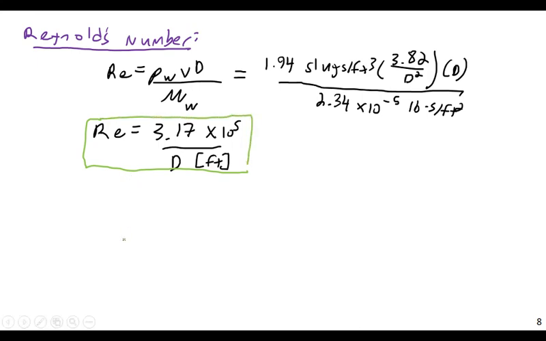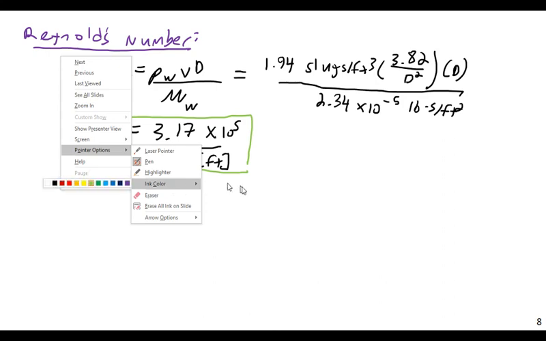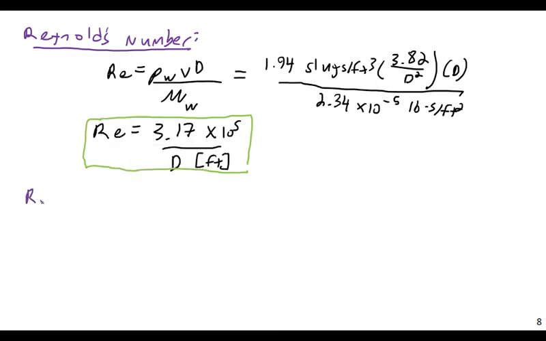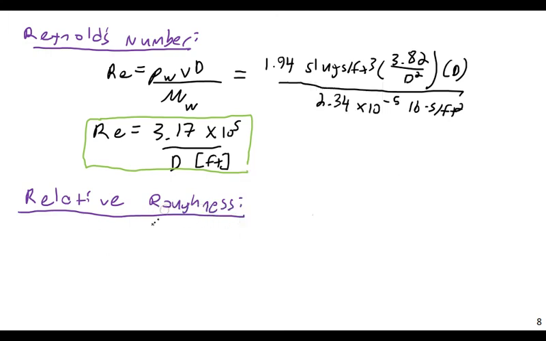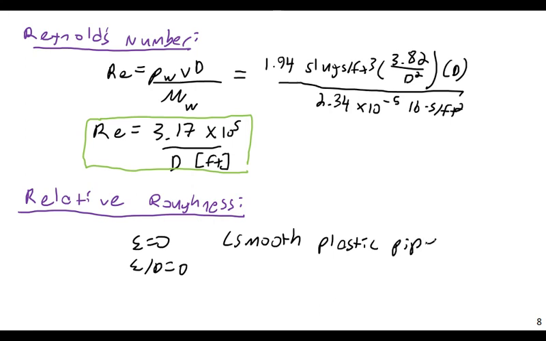So now we just do the same kind of iteration, and I'm just going to do the same thing I did before. Oh, actually, the only other thing I need to do is look at the relative roughness, which is going to be easy because this is a PVC, which we can assume to be a smooth pipe. So epsilon is equal to 0, and epsilon over d is equal to 0, again, because this is a smooth plastic pipe. Next, we're going to iterate again.